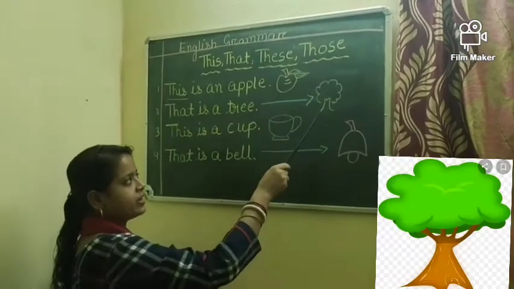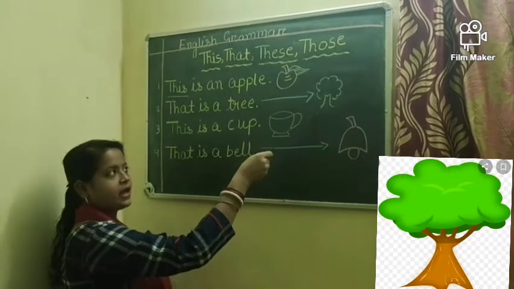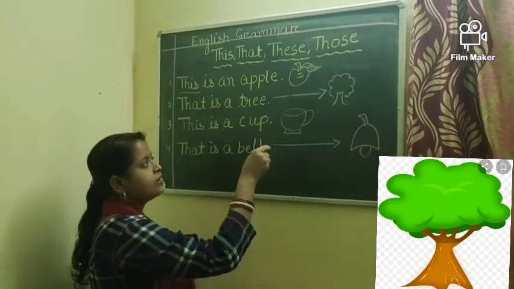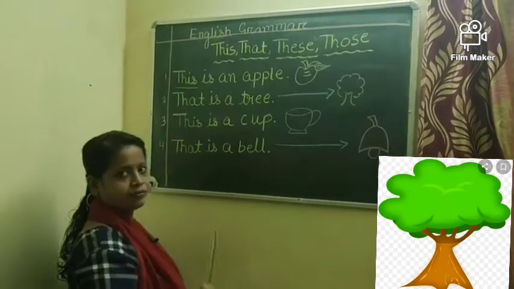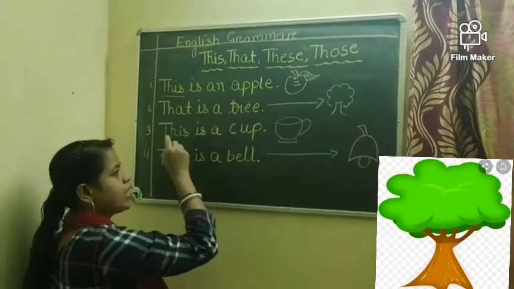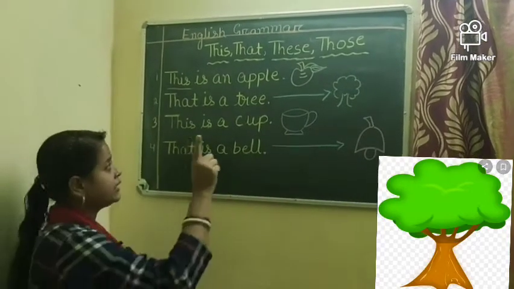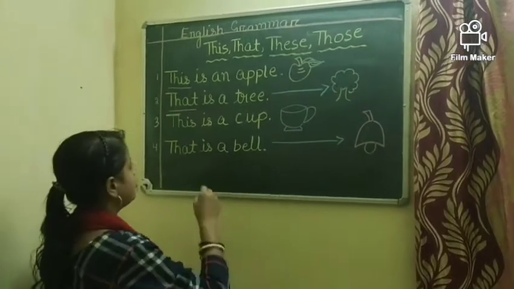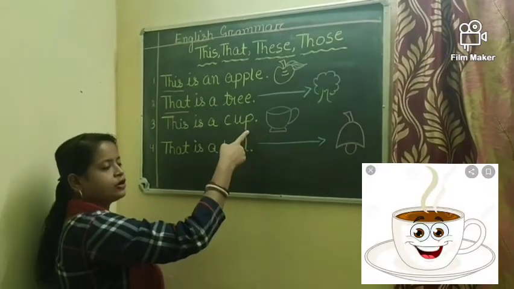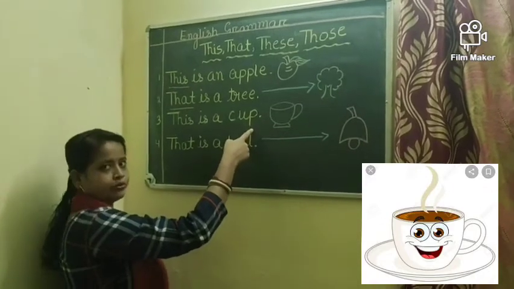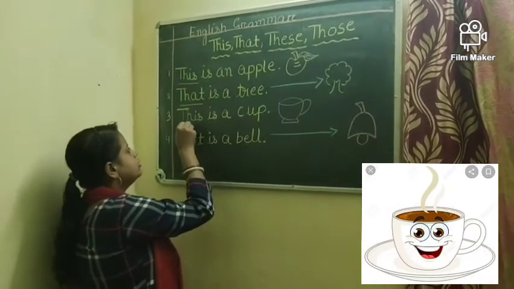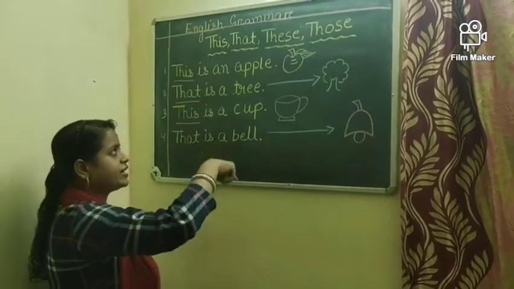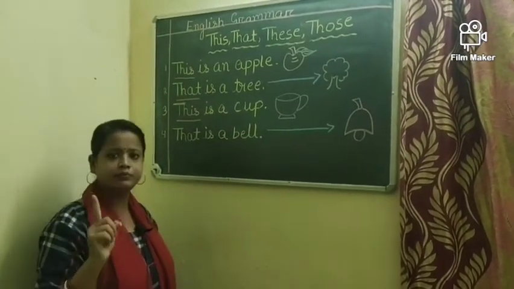See this tree? Is this tree near or far away? I told you it is indicated by this arrow mark. So this tree is far away from us, and the object is 1. In that place I will use, that is a tree. Clear? Now, see this cup, is it near or far away from you? Near to you. Yes or no? So this is a cup. The object is 1. In every case when we use this and that, the object must be 1.